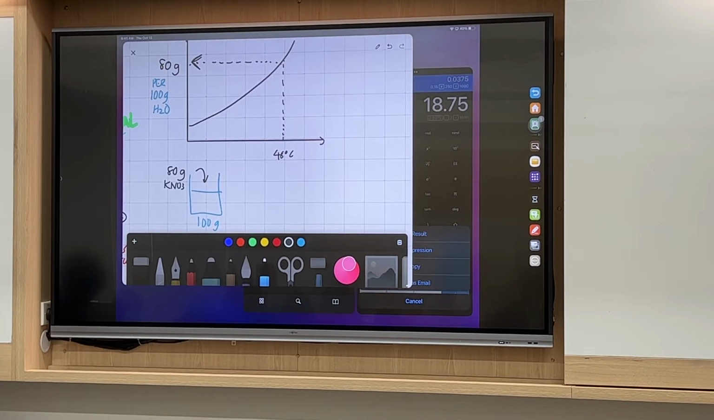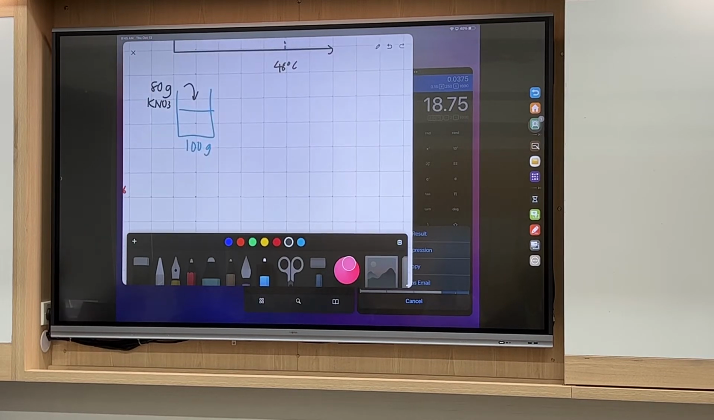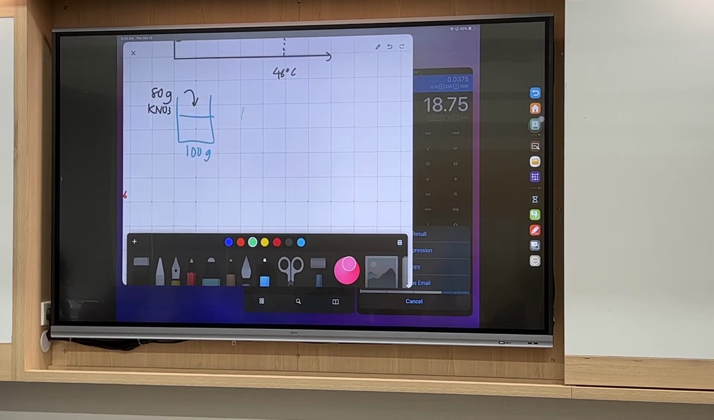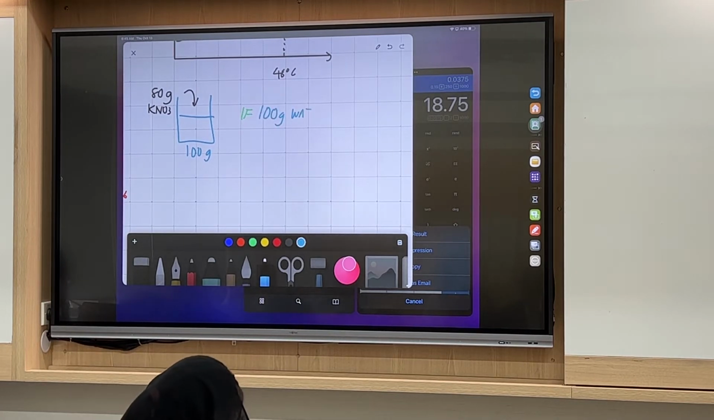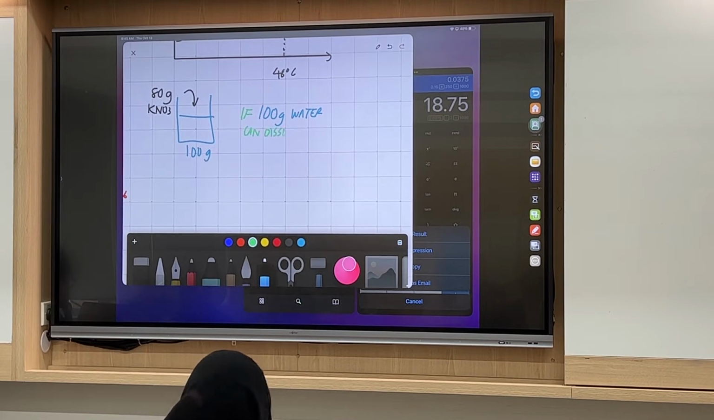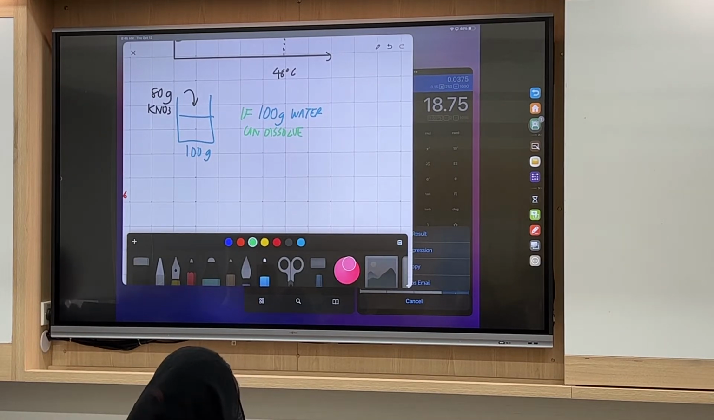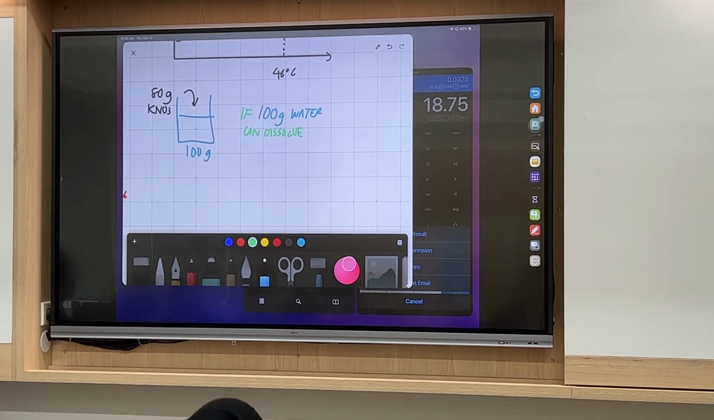Look at the question. Calculate the maximum mass of potassium nitrate that can dissolve in 200 gram of water rather than 100 gram. So you need to do some scaling. So my question is, so write this down. If 100 gram of water can dissolve 80 gram of salt, how much salt can 200 gram of water dissolve? 160. Does everyone see why it should be double?